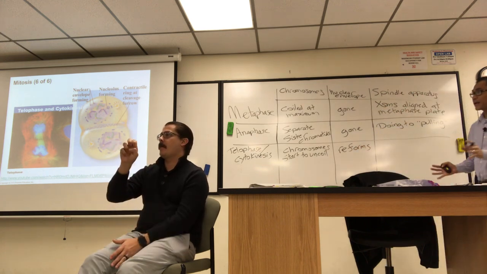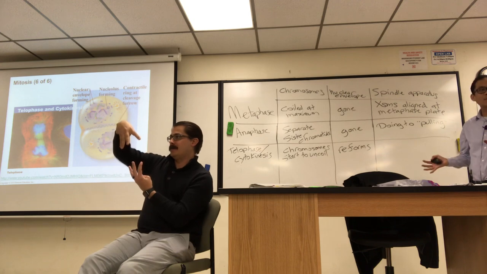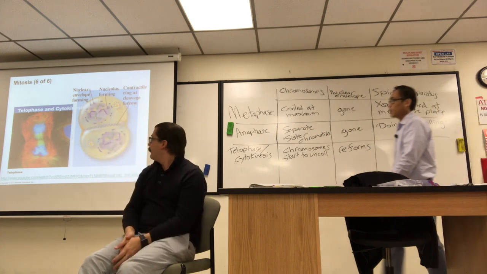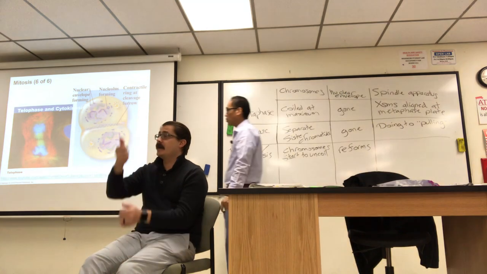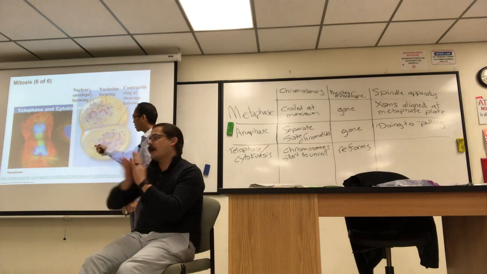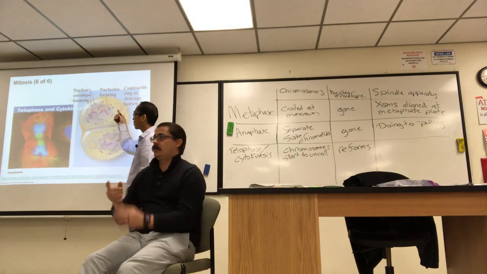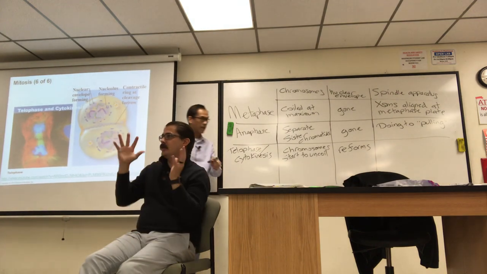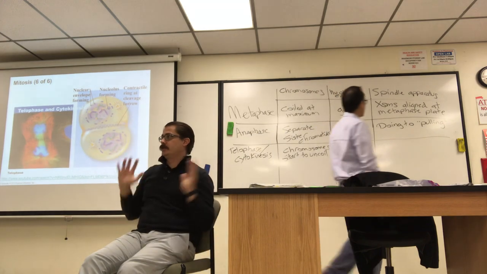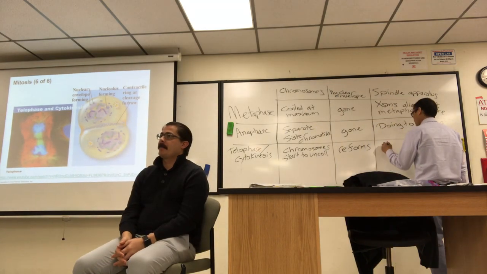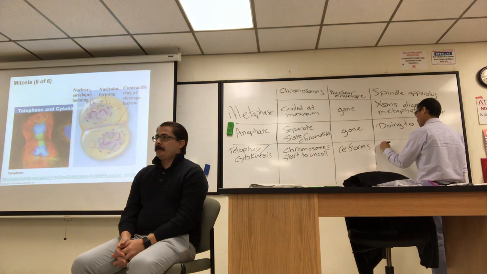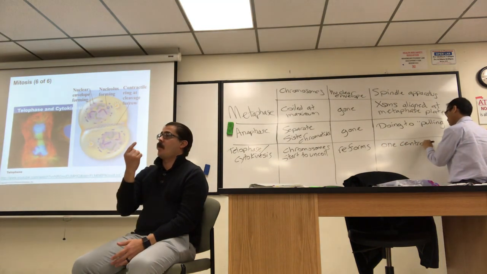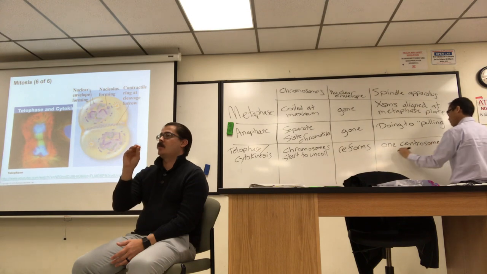Spindle apparatus, there's no spindle anymore. It's done. Each cell, which will become two cells, has one centrosome here and one here. So there's no spindle anymore. Okay, it did its job, it divided the DNA. So I'll just say, you're just gonna have one centrosome per daughter cell.